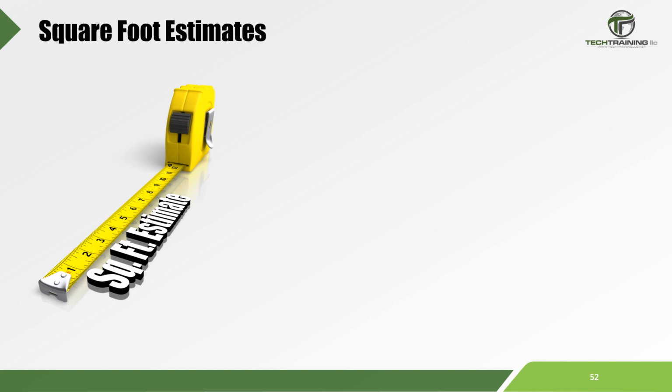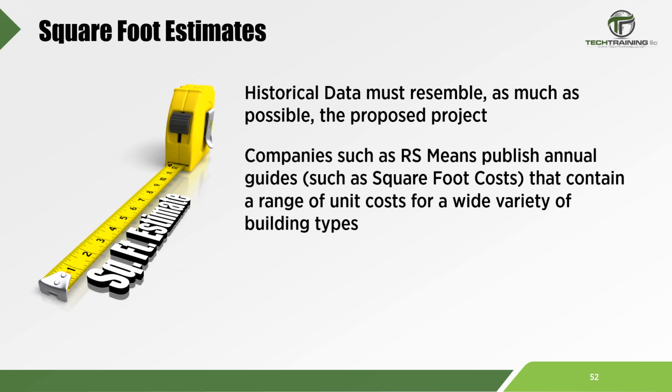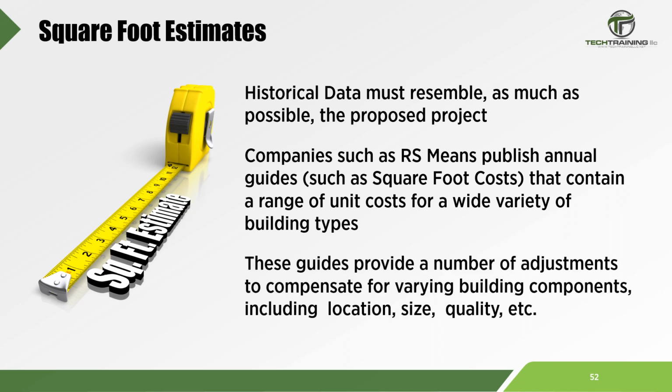Most notably, the previous data or historical data used to determine the cost per square foot must resemble, as much as possible, the proposed project. Companies publish annual guides that contain a range of unit costs for a wide variety of building types. These guides include a number of adjustments that must be made to compensate for various building components, including location, size, quality, etc.